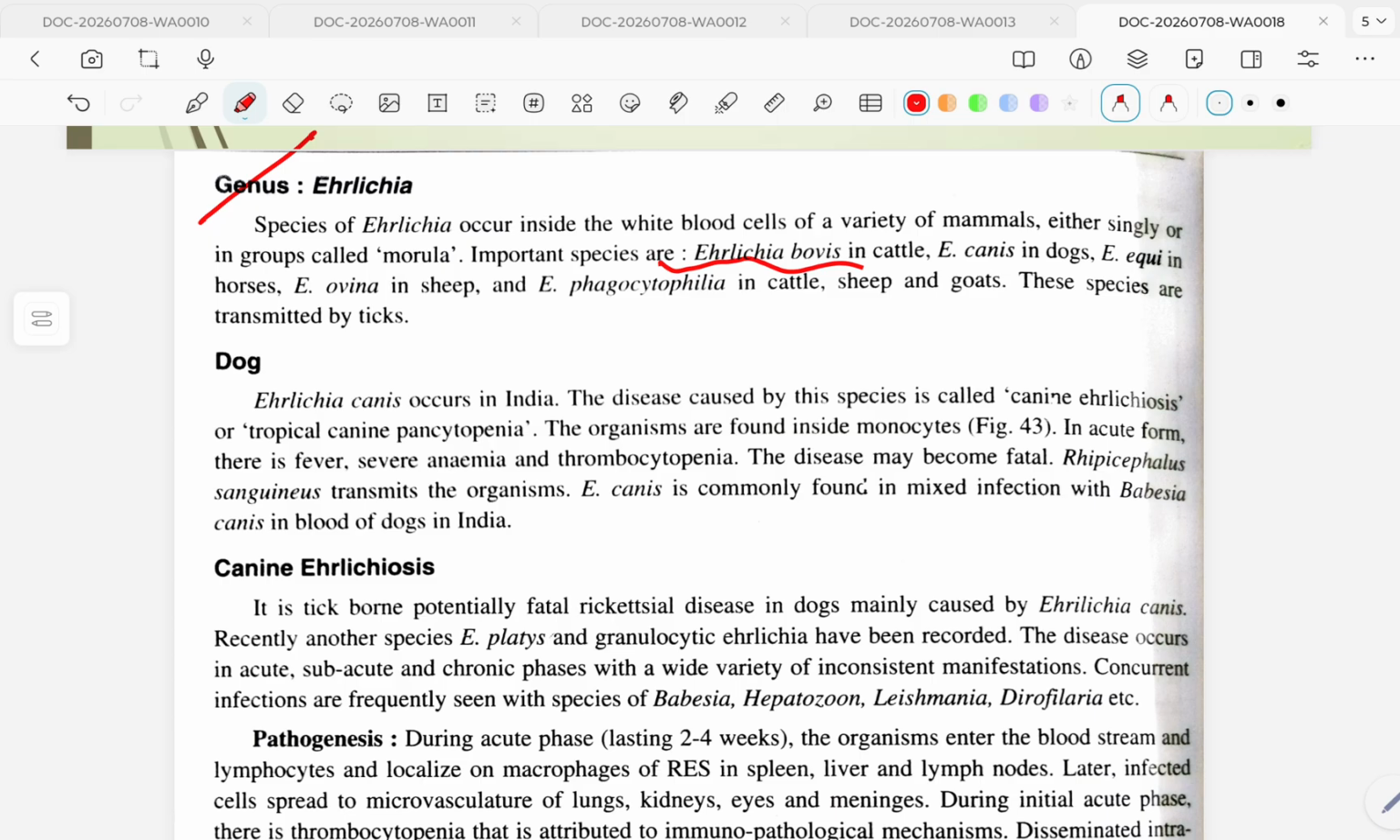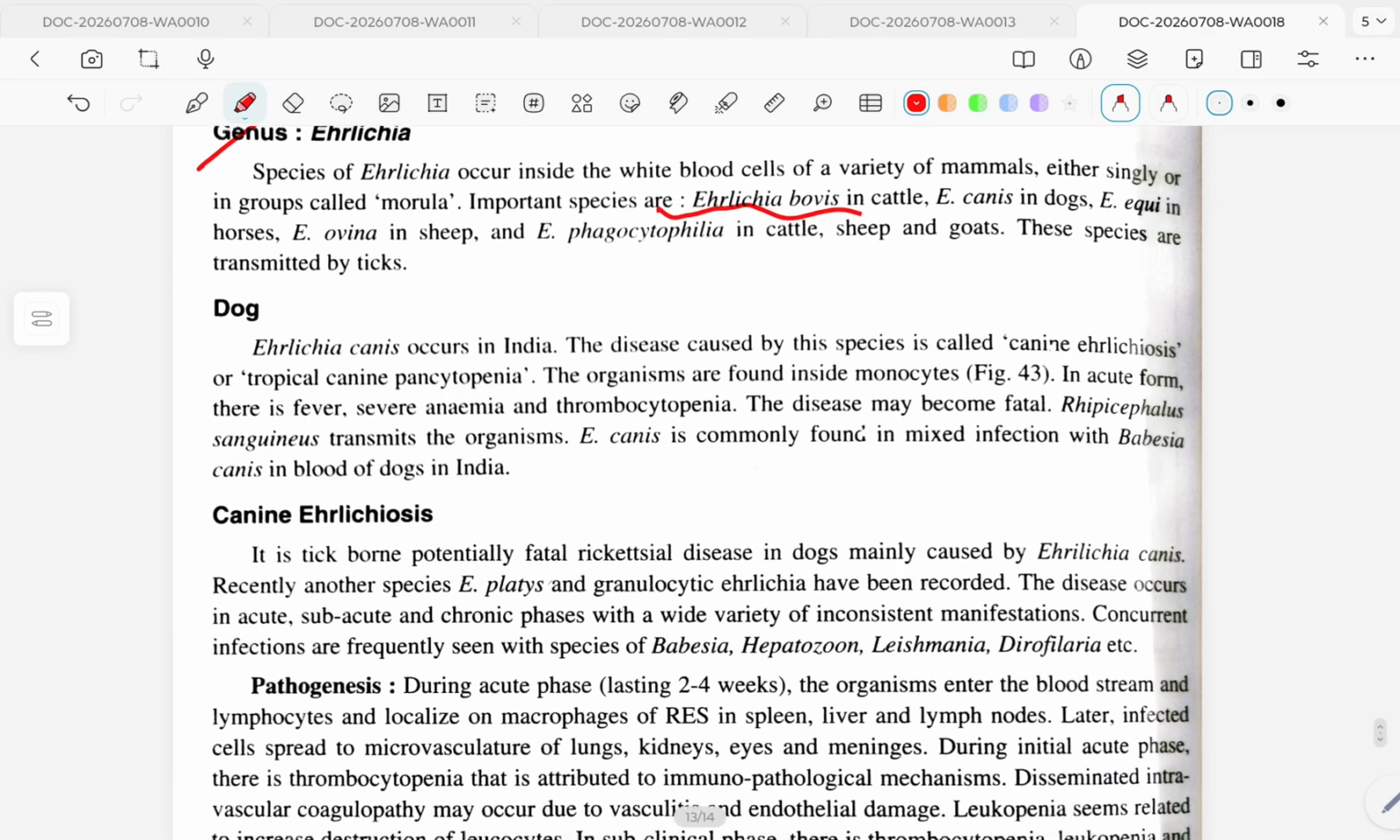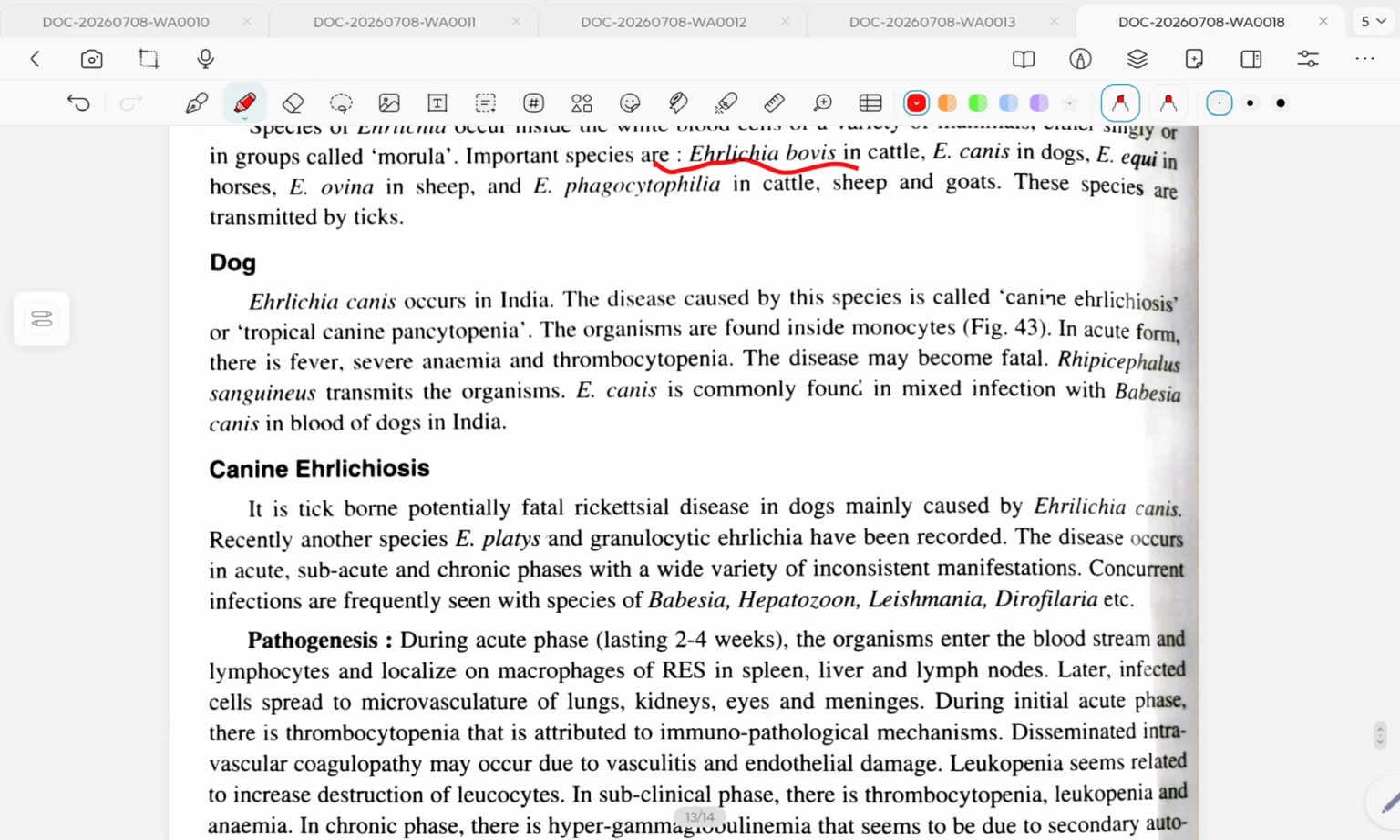Ehrlichia bovis in cattle, E. canis in dog, E. equi in horse, E. ovina in sheep, and E. phagocytophila in cattle, sheep and goat. These species are transmitted by ticks. In dogs, Ehrlichia canis occurs in India.